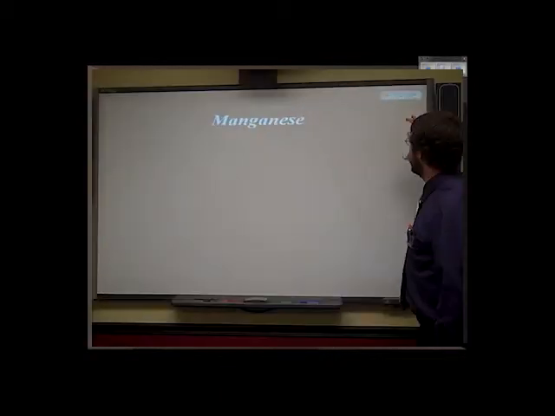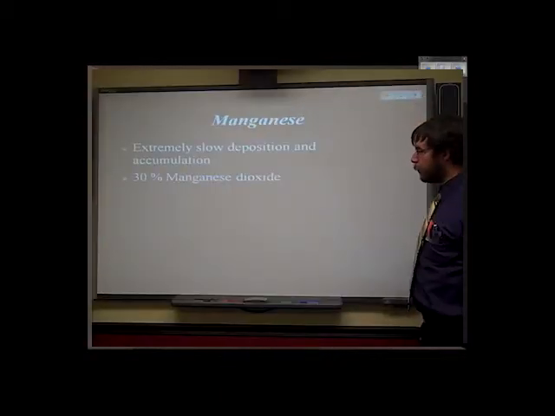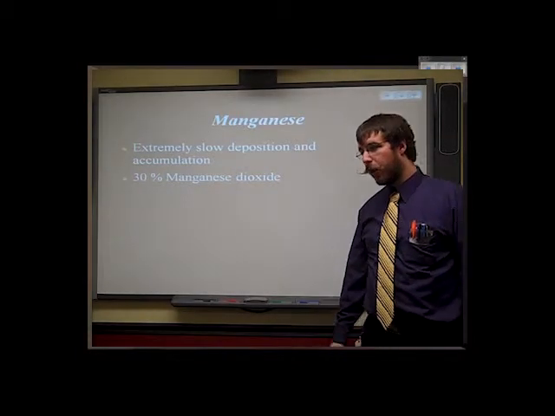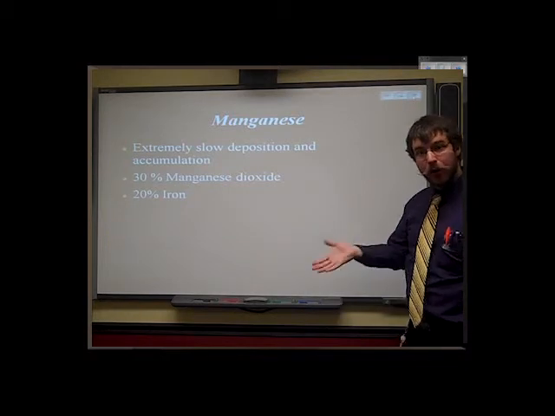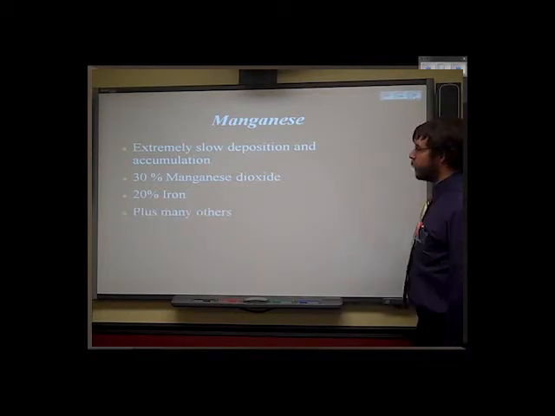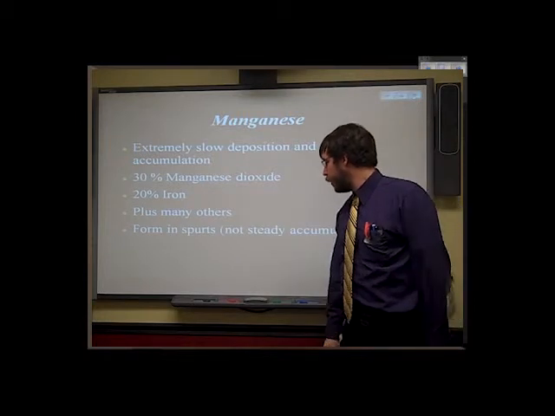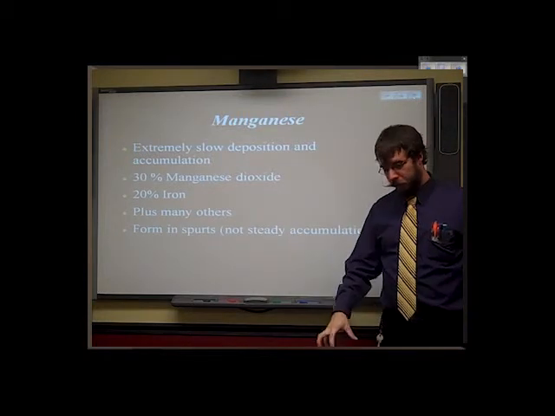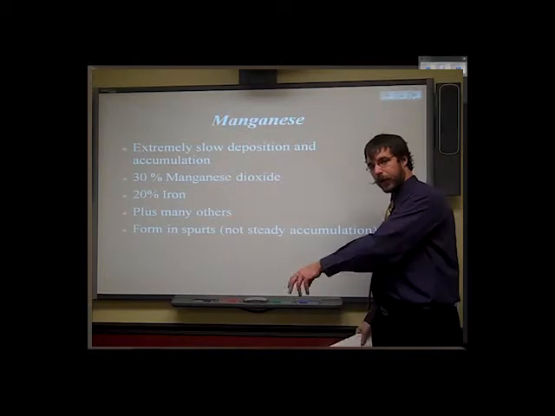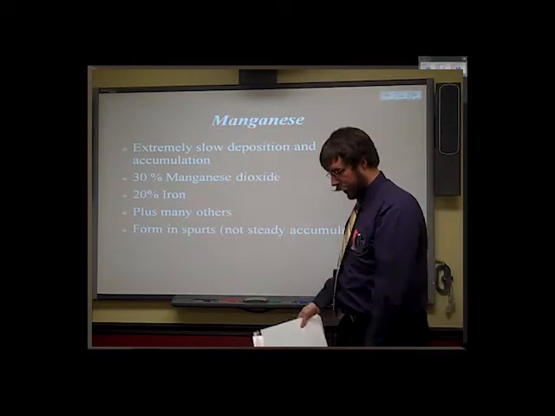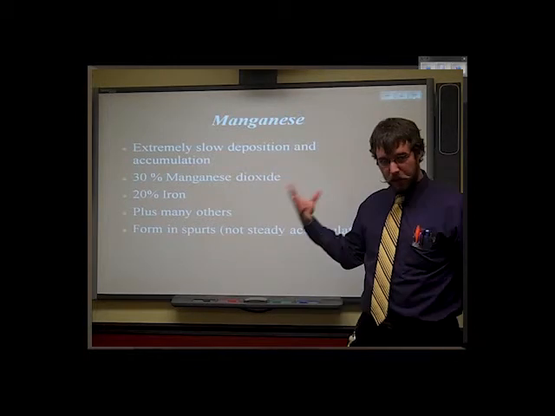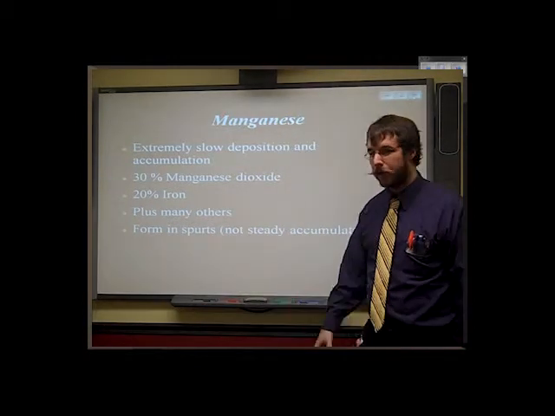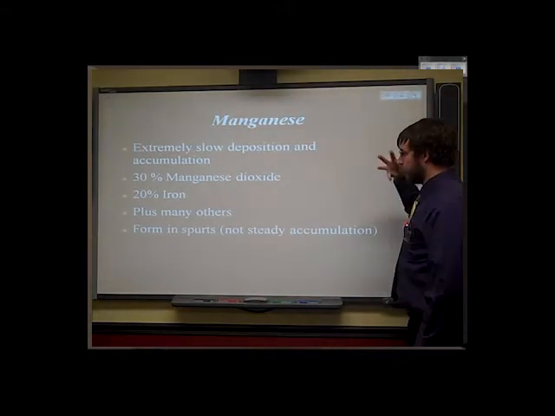They form kind of slowly. 30% of those manganese nodules are manganese dioxide, which is a cool thing. 20% of it is iron, which is a very valuable metal. And there are many other kinds of expensive metals in there. Many of them form in little spurts, so all of a sudden it'd be hanging out, manganese nodule, hanging out, doing nothing, manganese nodule, and on like that. Again, they do form slowly, but they tend to form sort of all at once.